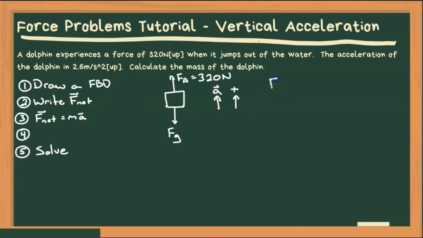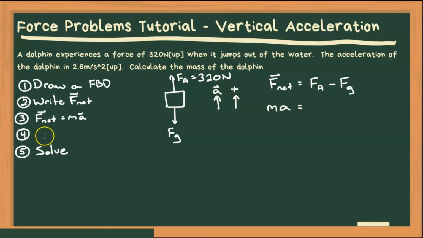Step 2, write F net. So what is F net? In this case, acceleration is vertical, so we care about our vertical components. Our applied force is up, so it's going to be positive. So let's write FA. And then FG is down. According to our coordinate system, it is going to be negative. So minus FG. Alright, so that's step 2 complete. Step 3, set F net equal to ma. So F net I will write as mass times acceleration. And that's going to be positive because I'm choosing the positive direction to be the same direction as acceleration.